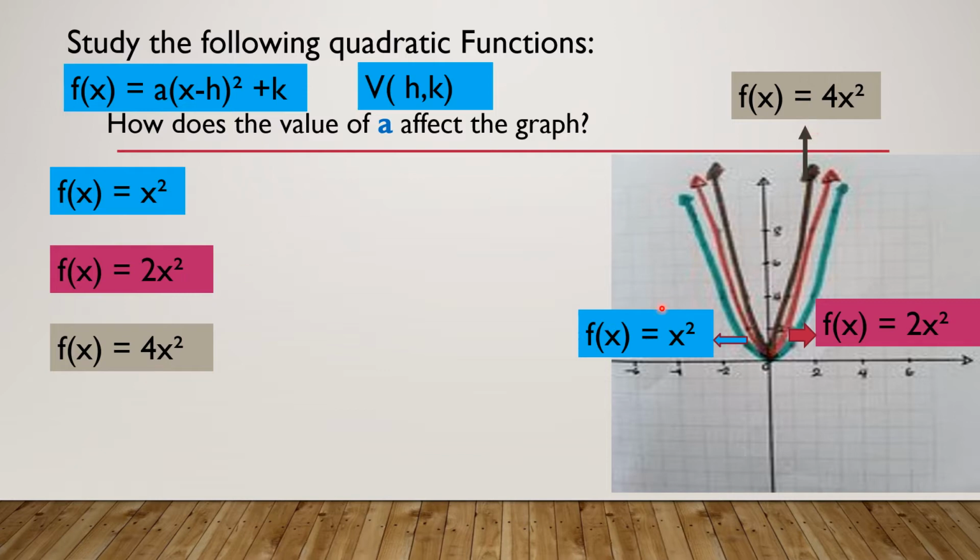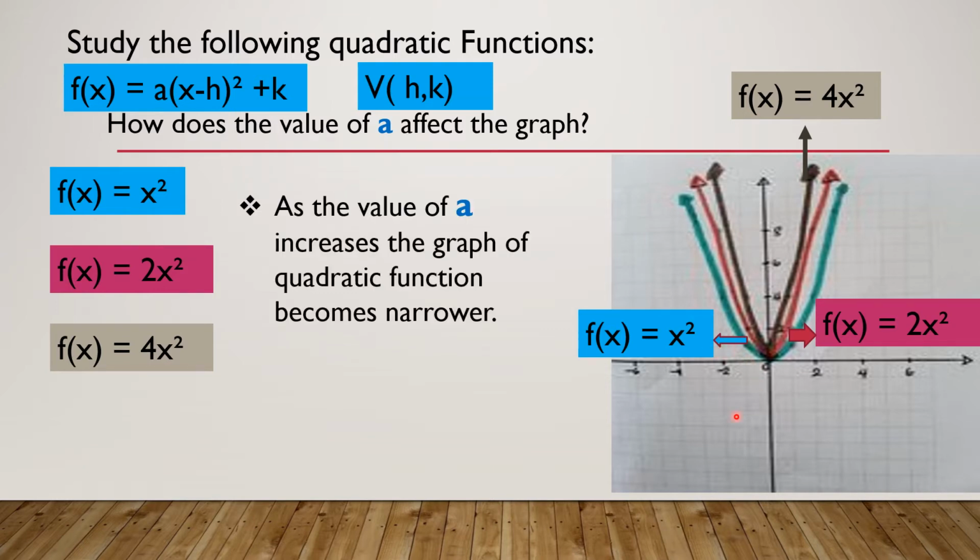So, ano napansin nyo ngayon? I-compare nyo ngayon yung graph ng x squared at yung 4x squared. Di ba mas wider yung x squared kaysa sa 4x squared? Yung stretch ng graph. So, ano ngayon ang observation natin dito? Ibig sabihin, as the value of a increases, the graph of the quadratic function becomes narrower. Okay? Or, paliit na paliit yung value ng a natin, pa-wider naman yung graph ng quadratic function.